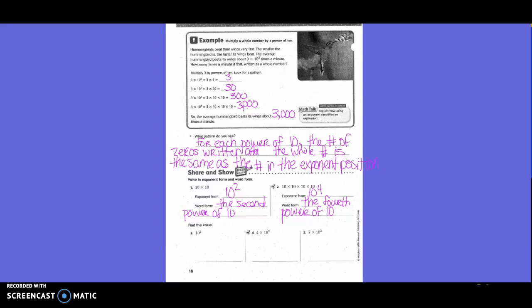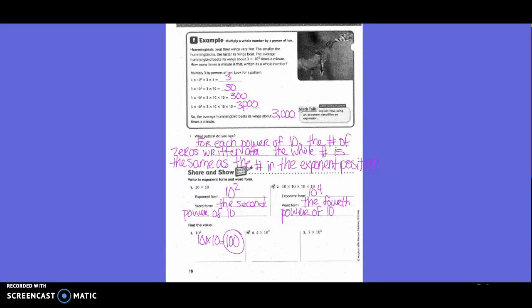Okay, so number 3, find the value. They give us 10 to the second power, or the second power of 10. So now I have to revert it back to kind of what they did in 1 and 2 and find the answer. So this time I'm going to write 10 how many times? Twice. So I'm going to write 10 times 10. And what is 10 times 10? 100.